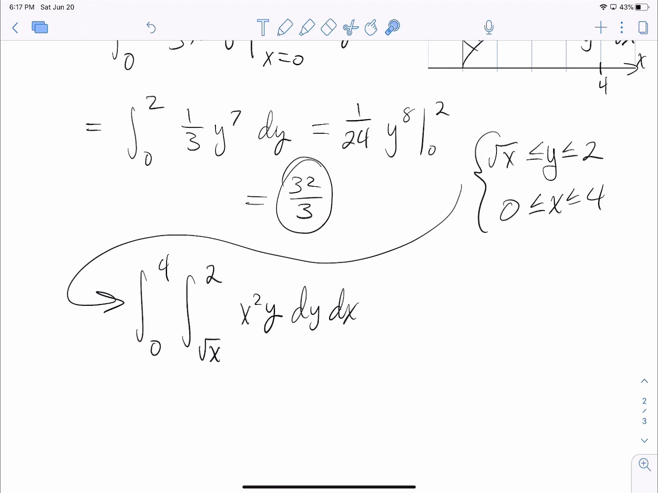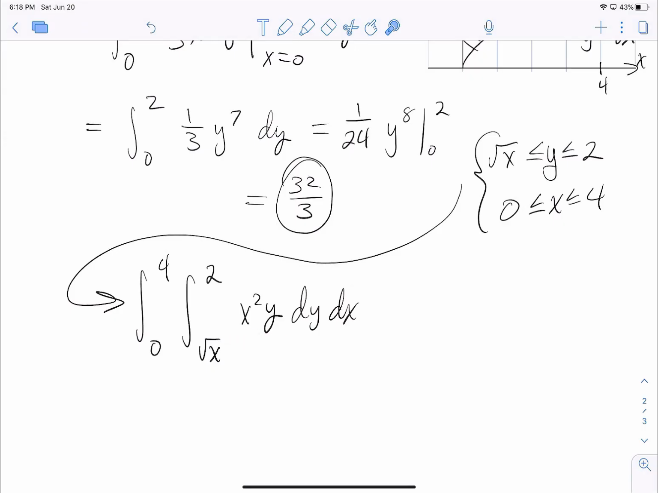At this point, we did this reversing the order of integration just for kicks, really, just so you could see what the process is, but sometimes it's going to be necessary to do it, depending on what the integrand is. Yeah, that's pretty much it. It depends on the integrand.